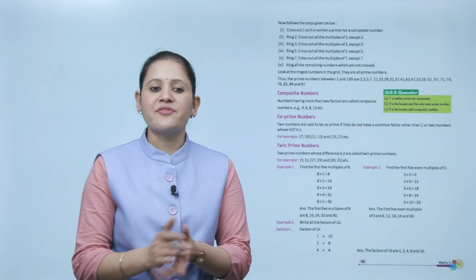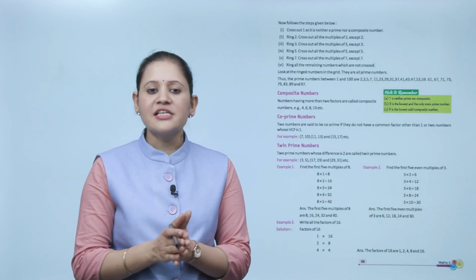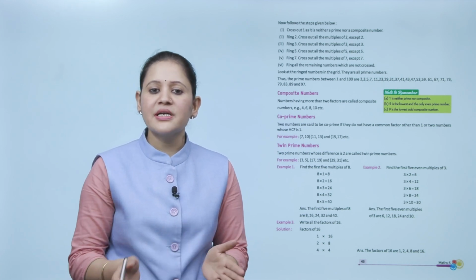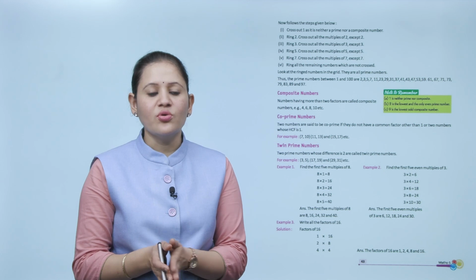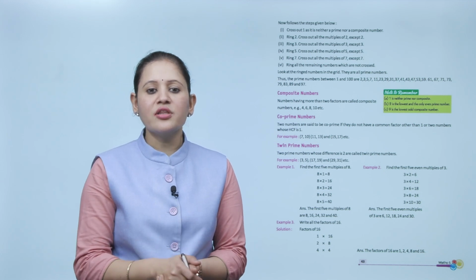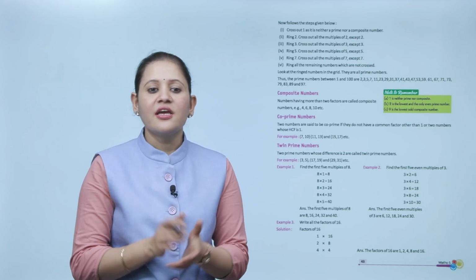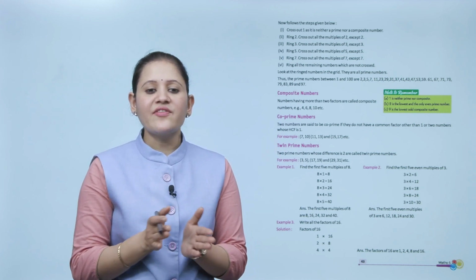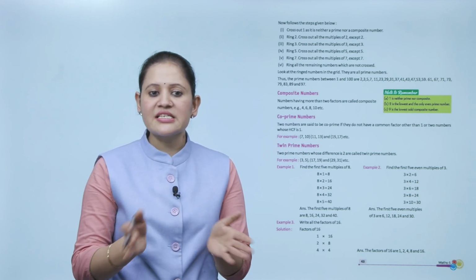Now follow the steps given below. Cross out 1 as it is neither prime nor composite. Ring 2, cross out all the multiples of 2 except 2. Ring 3, cross out all the multiples of 3 except 3. Ring 5, cross out all the multiples of 5 except 5. Ring 7, cross out all the multiples of 7 except 7.